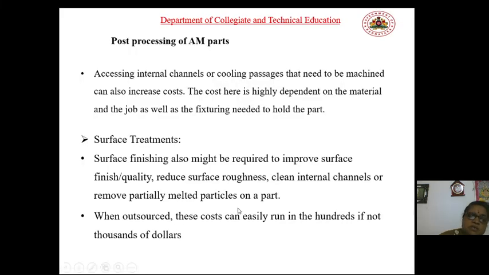So this is about the third session of module 1 of additive manufacturing, which is a core subject for 8th semester mechanical engineering of VTU students.